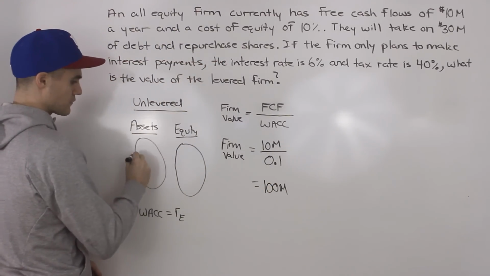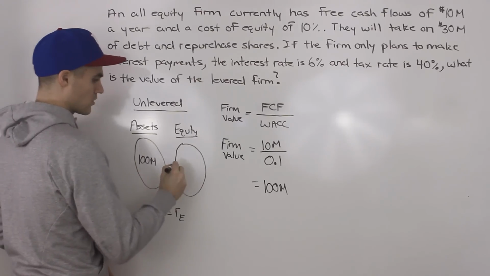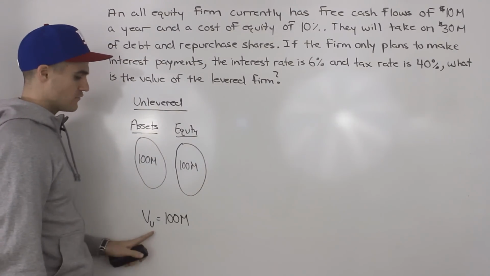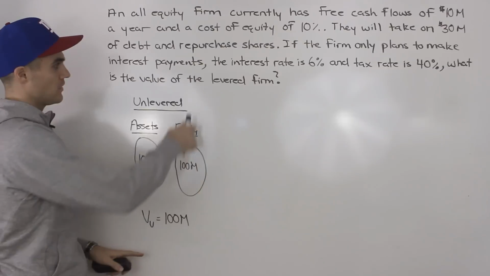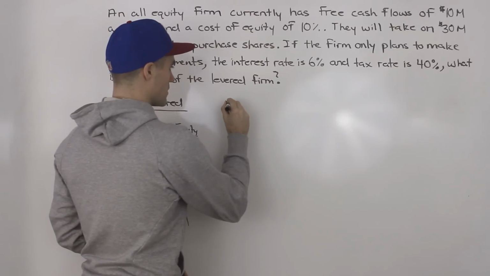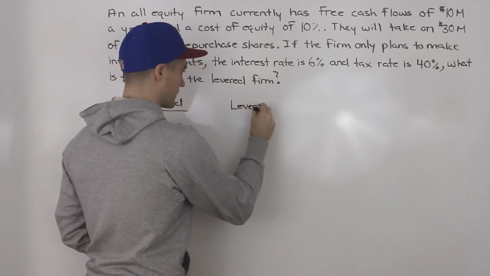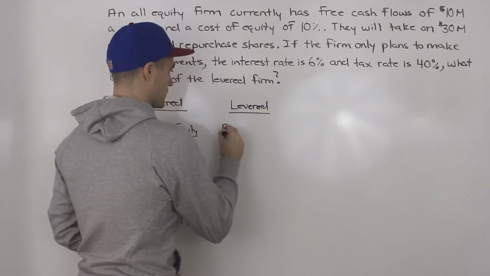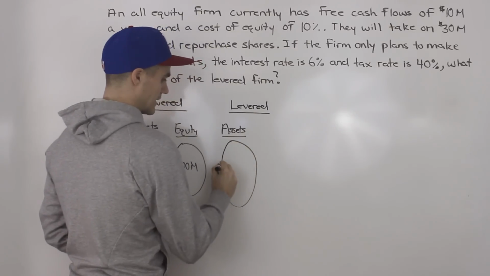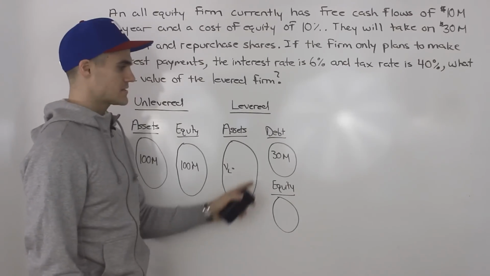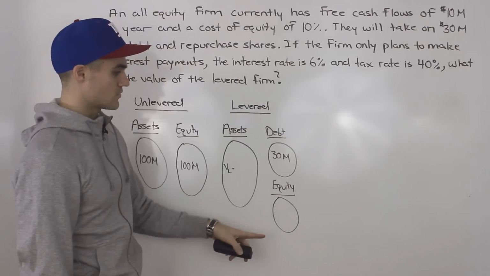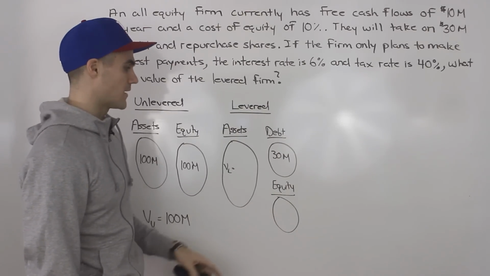So we know that this unlevered firm here is worth 100 million, and that means that its equity is worth 100 million as well. So we have the value of the unlevered firm, but they want the value of the levered firm after we go through this restructuring. So let's draw a balance sheet for the levered firm. What can we draw so far? Well, the value of the assets, we don't know that yet. We're actually finding that. That's going to be the value of the levered firm. And then the right side of that balance sheet is going to be 30 million worth of debt, the debt that we took on to repurchase the shares, and then the equity we don't know yet.